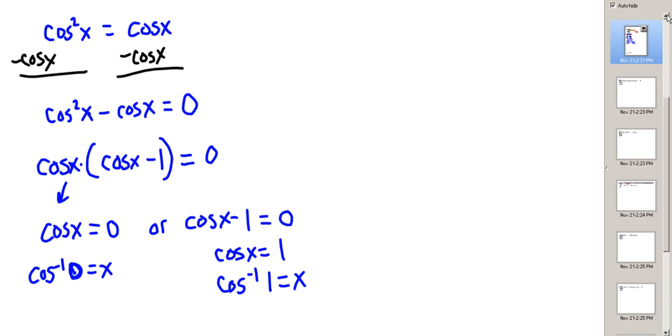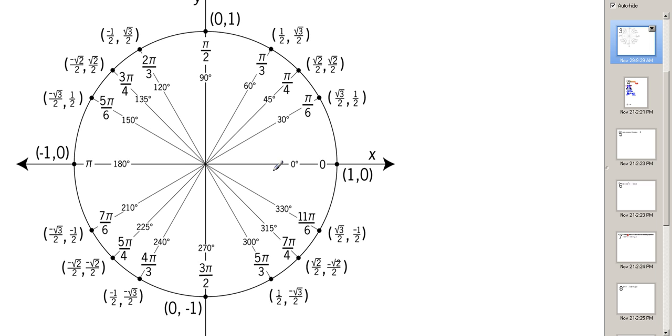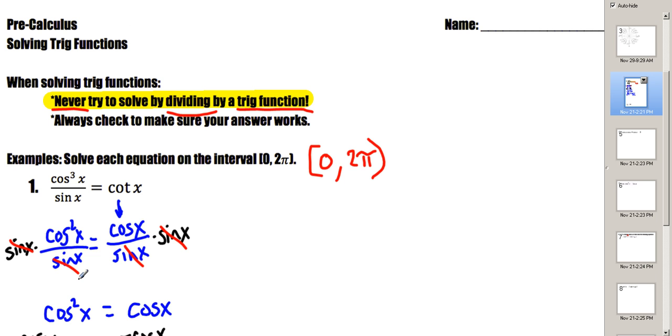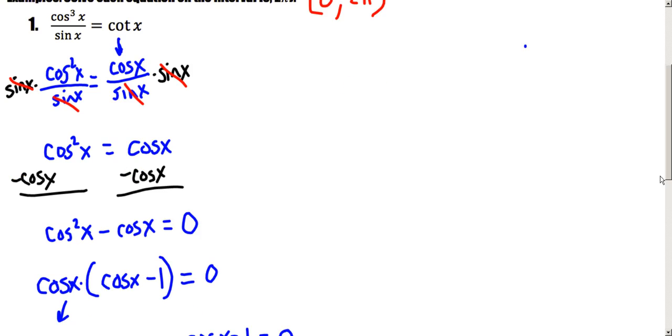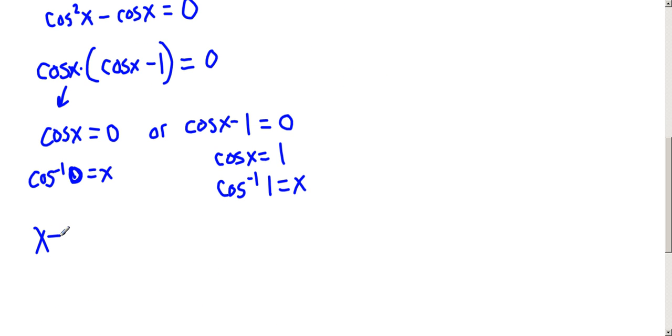Go into our unit circle. What angle has a cosine of 0? Cosine is our x. Here we've got pi over 2, which has a cosine of 0, but also 3 pi over 2 has a cosine of 0. So we want to include both of those as possible solutions. For this factor, x is going to be pi over 2 and 3 pi over 2.